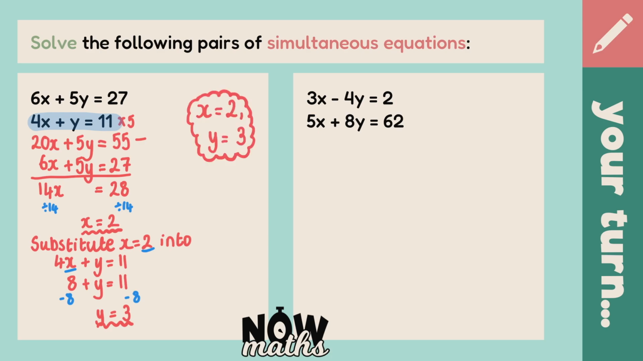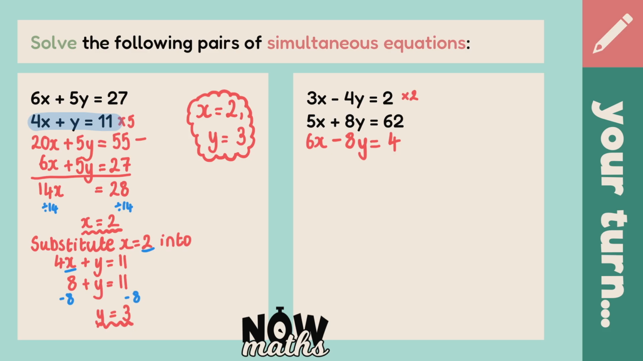Now looking at our second pair of equations, looking at the x coefficients first, 3 is not a factor of 5. Looking at the y coefficients, 4 is a factor of 8, and 4 multiplied by 2 would give us 8. So we're going to multiply the entire top equation by 2. And when we multiply by 2, 3x multiplied by 2 is 6x. Negative 4y multiplied by 2 is negative 8y. And finally, 2 multiplied by 2 is 4.